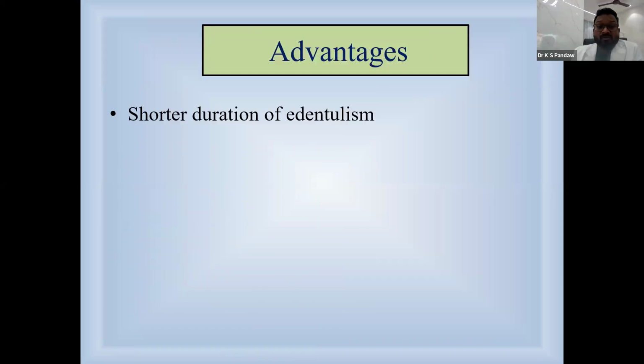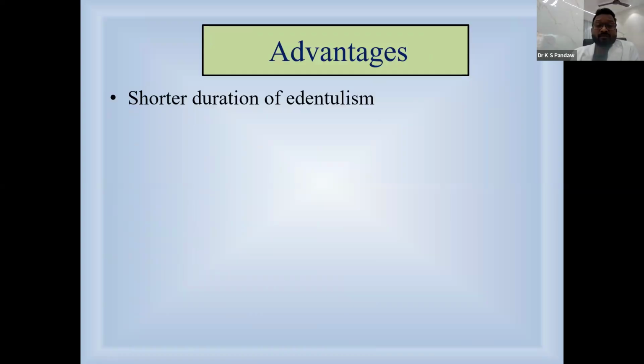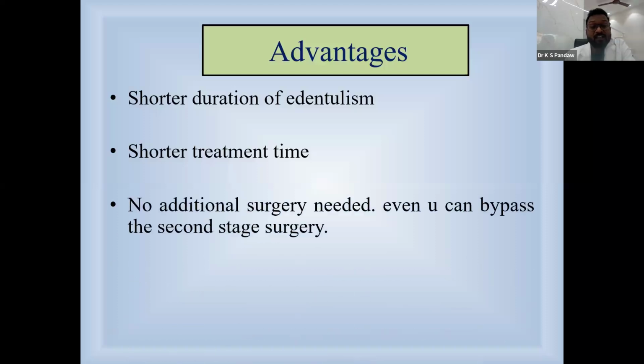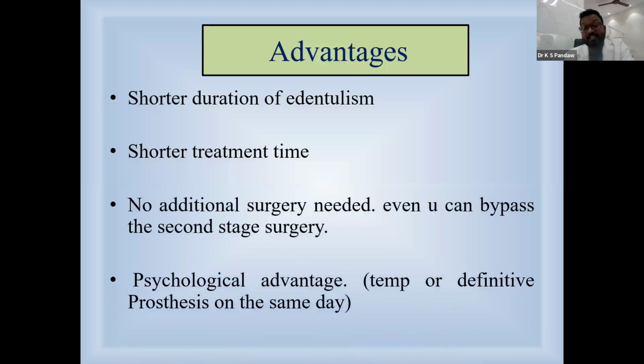So these are the advantages of immediate loading implants. They have a shorter duration of edentulism, so shorter treatment time, and no additional surgery is needed. We can even bypass the second stage surgery when we place a single piece implant. We just place the implant, take the impression, and after 3 to 4 days we can deliver the prosthesis, the whole process, to the patient. So it has a very great psychological advantage for the patient.